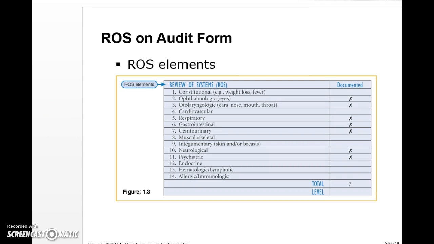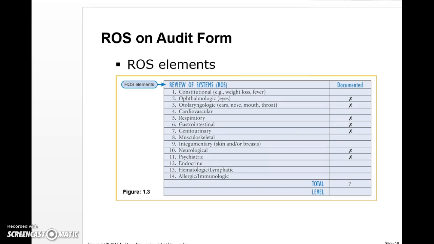Next, moving on to the review of systems. This is the exam that we mentioned earlier. Constitutional is going to be the weight and the temperature that is documented in the medical record. We have the ophthalmologic, otolaryngologic, cardiovascular system, respiratory, gastrointestinal, genitourinary, etc., etc. So these are body systems.